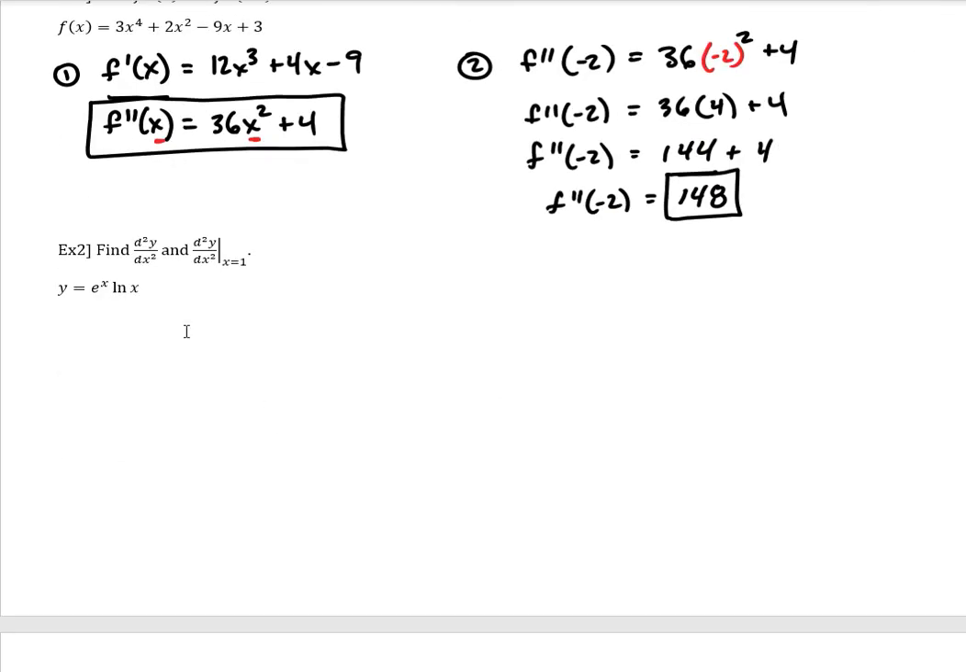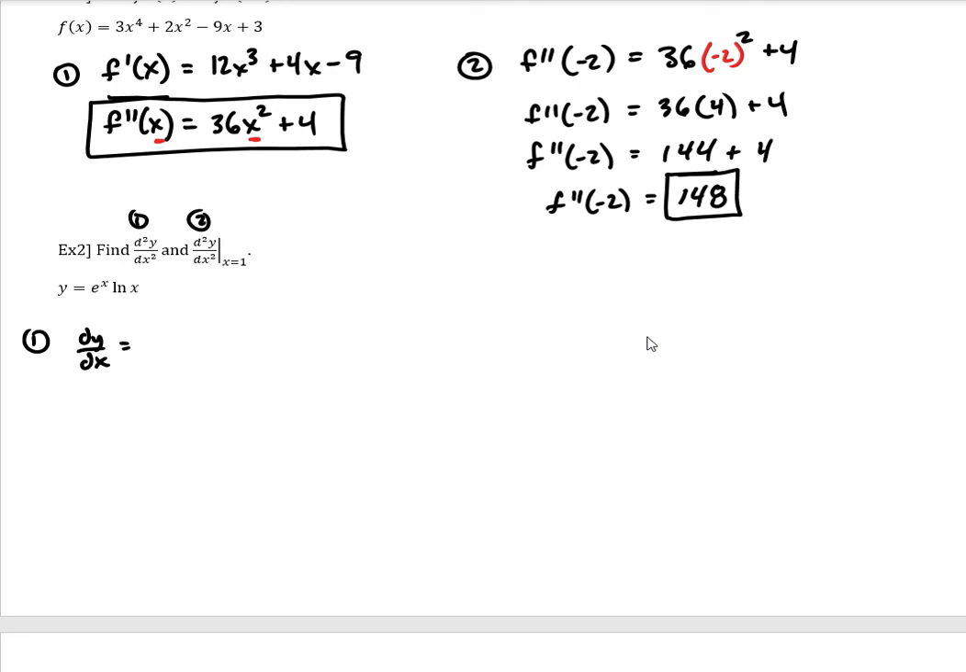In example 2, it's saying find the second derivative. So this is just our different notation, and then this is how they might say to evaluate it. It's pretty much the same 1 and 2 that we did from before, except this function's a little bit more complicated. So for number 1, I still need the first derivative, dy dx.